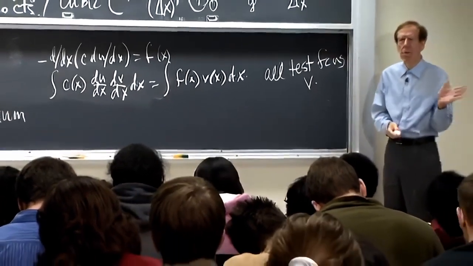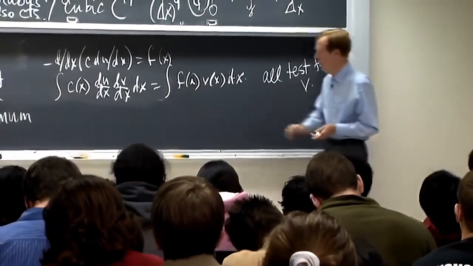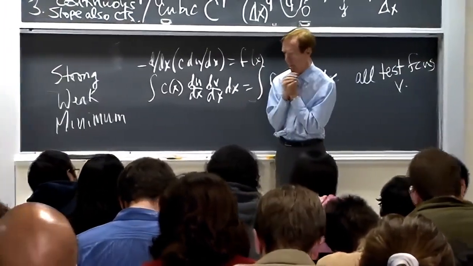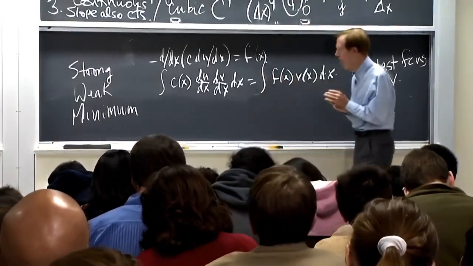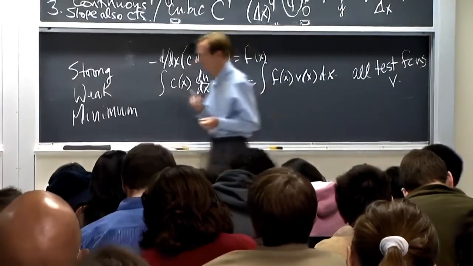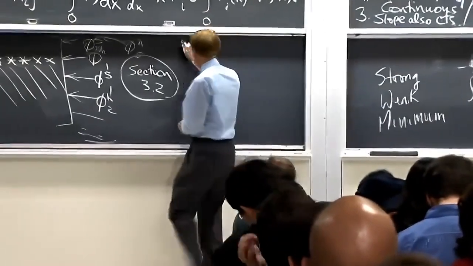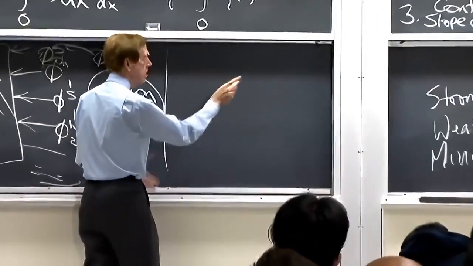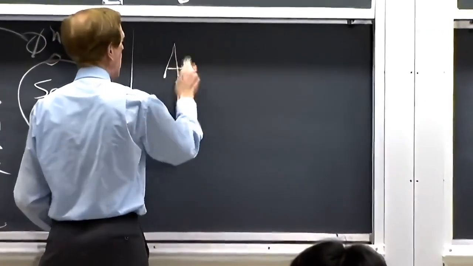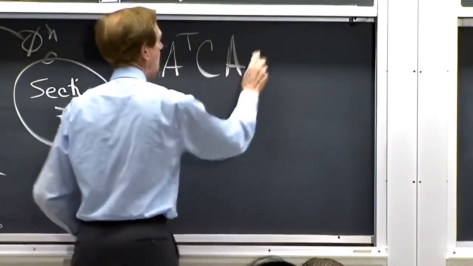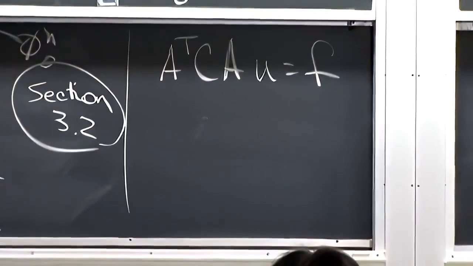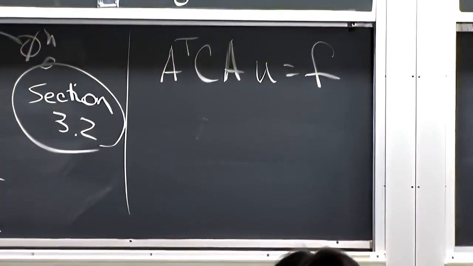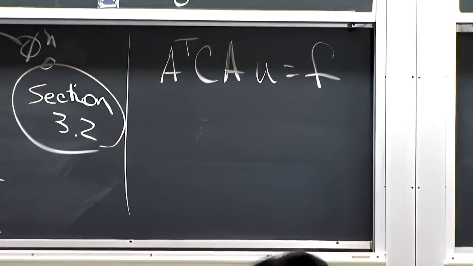I'm shooting for a third description of the same problem. And it's really neat to see that you have that. Let me just see it first in the discrete case. The discrete case, the strong form would be A transpose C A U equal F. That's the strong form. I think I always like to see the discrete one first and then the continuous.